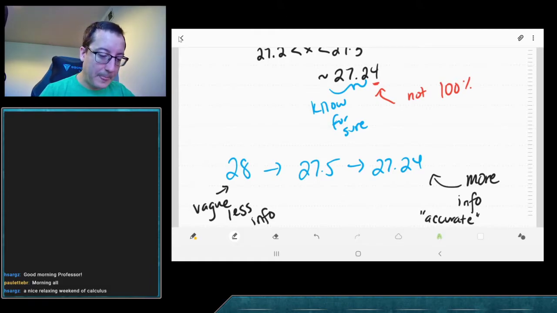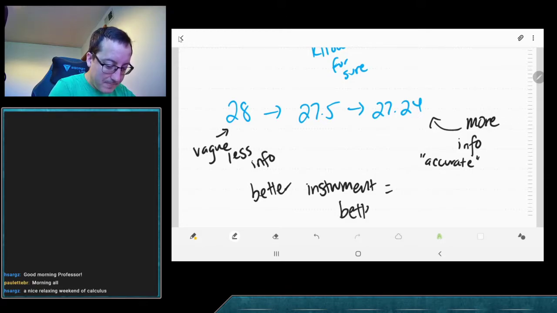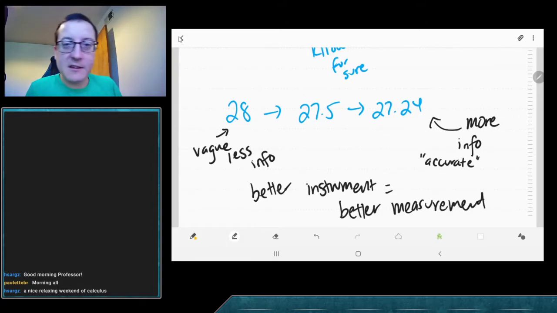Alrighty, so what we see here is better instruments are going to equal better measurement. Now, of course, better instruments are often more expensive. So that's why NASA and all these organizations have million or multi-million-dollar instruments to take measurements of things. Typically, the better your measurement is, the more it costs to produce. And so carrying that information along is going to be very important for us.